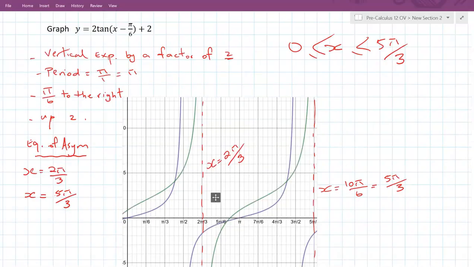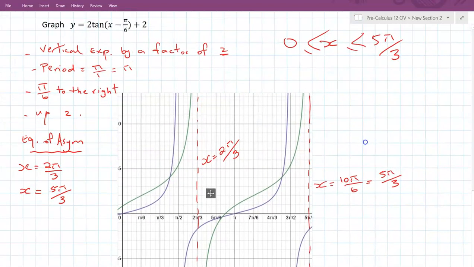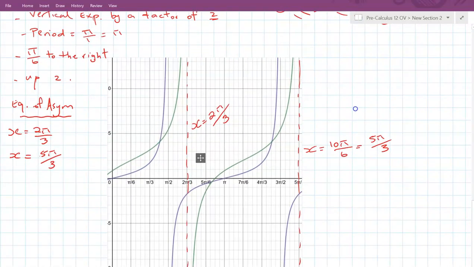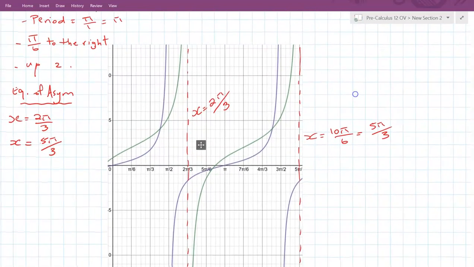Okay, so this is the equation. I wrote down all the specifics in here that we talked about, so that you know it. And then this is the graph. And then what I've done is that I included the asymptotes as well, because you don't see them on Desmos.